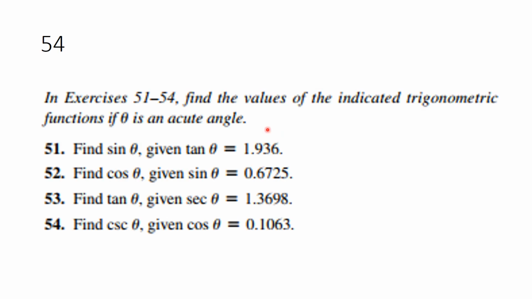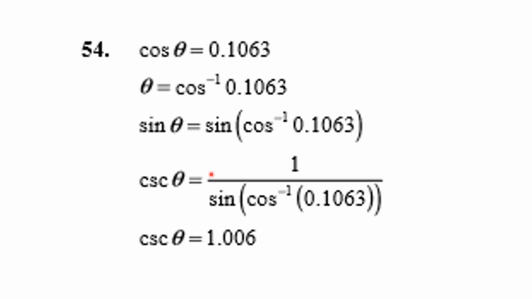Here we're doing problem 54. That means you want to find the cosecant of theta, but I tell you that the cosine of theta is equal to this number. Well, now we're going to have to realize that the cosecant is 1 over the sine. So we're going to have to figure out what is the sine of this angle. And so we say, well, what is the angle? If the cosine of theta is equal to this, I know that theta is the inverse cosine of that number. So punch that into your calculator and ensure you get this.